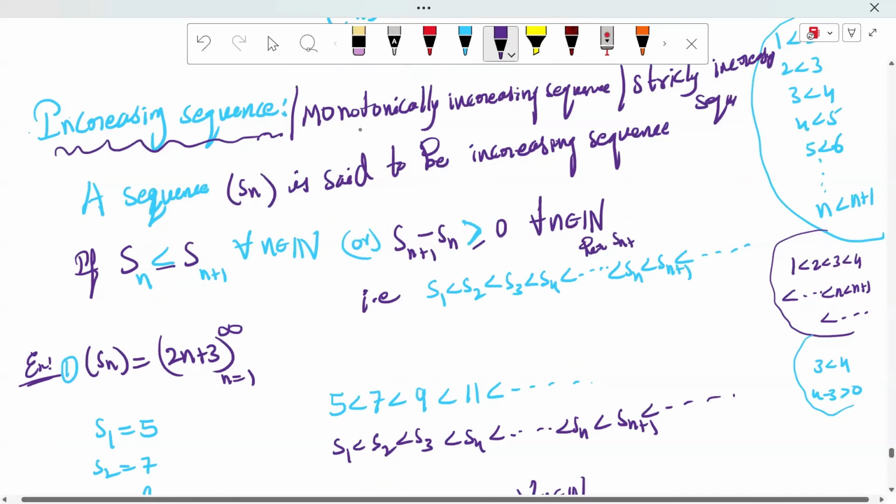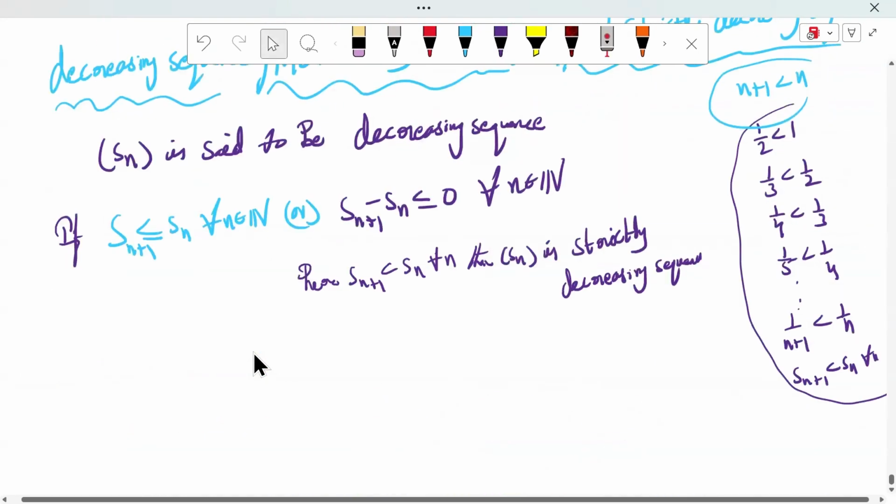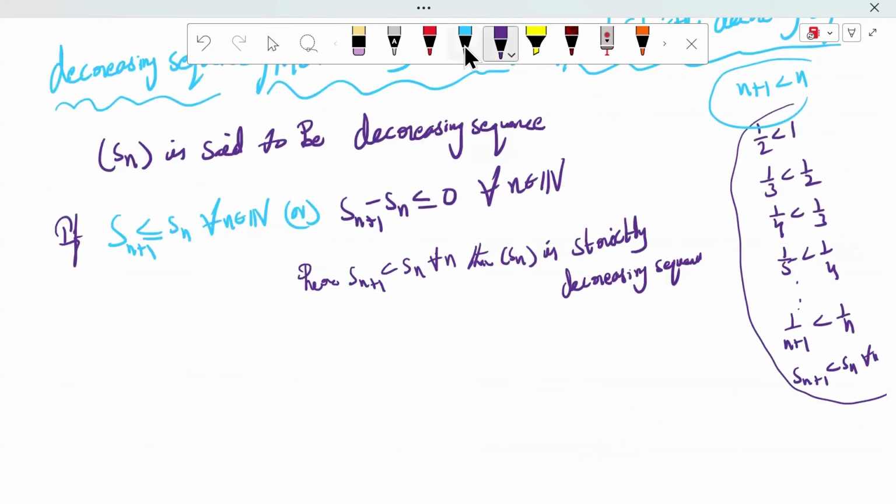Here Sn is less than Sn plus 1 for all n. Then the sequence Sn is strictly increasing. Right, sir. For example, we can take some examples of strictly decreasing or monotonically decreasing sequences.